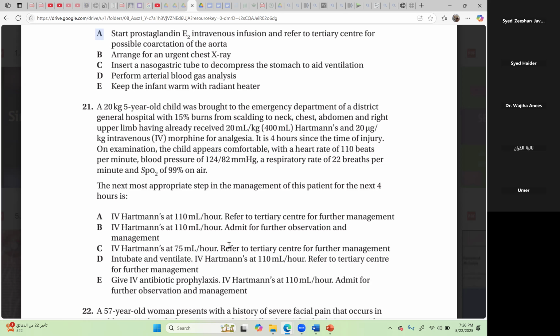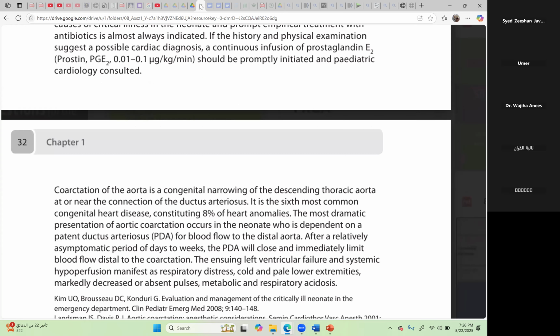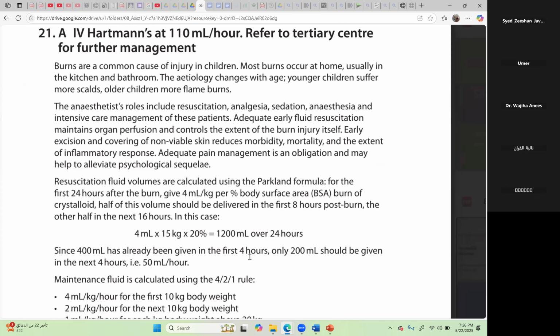Yes, it is around that if someone multiplies. It is almost 1200 ml. Okay. So out of that, 800 needs to be given in the first 8 hours. So that's why they have made it around 110 ml per hour. Okay.